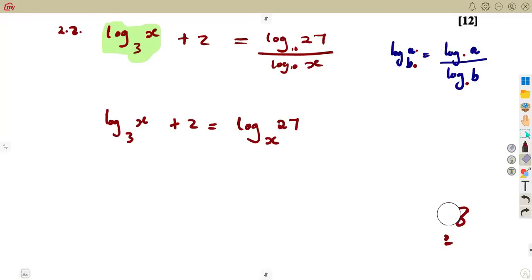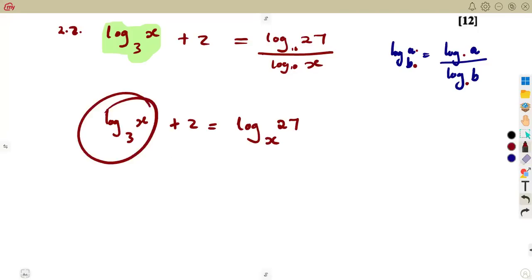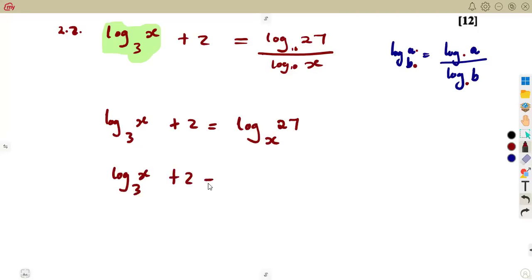So this is where we are. But still, we do not have this. And the possibility of having this can be there because of what? The 27. Remember, 27 can be written in the base of 3. So you can have that as 3 to the exponent of 3. So it will be log x base 3 plus 2 is equal to log 27, guys.